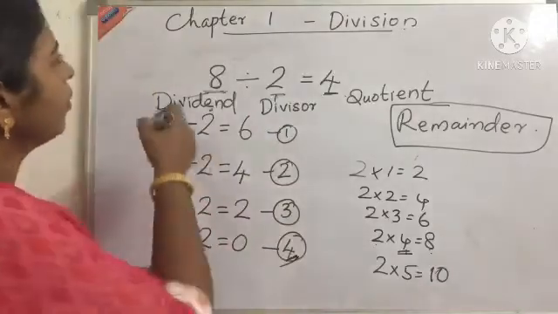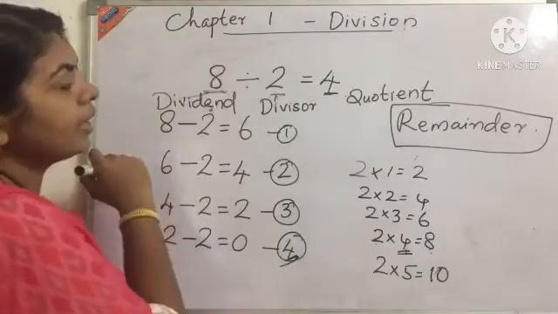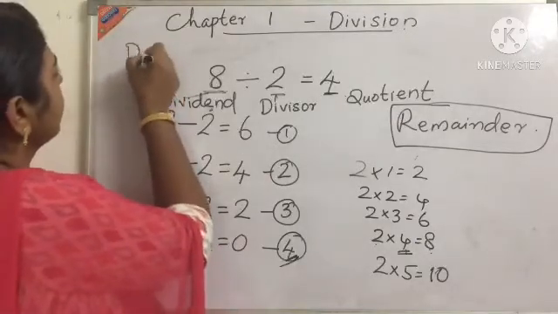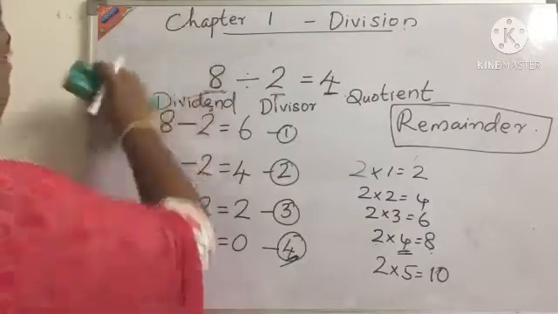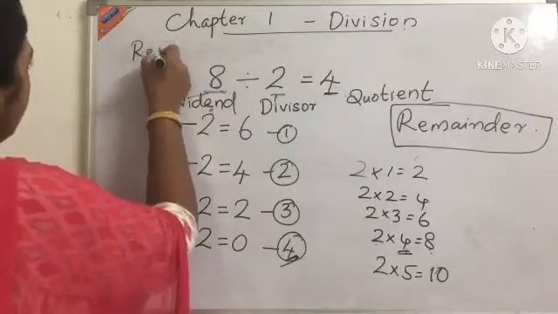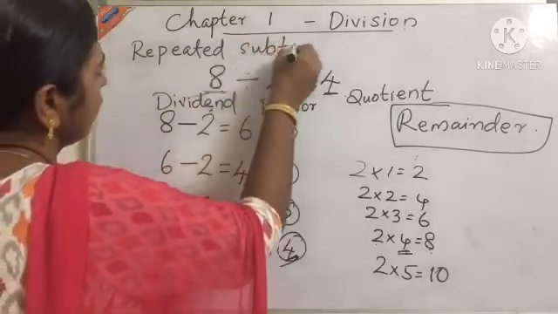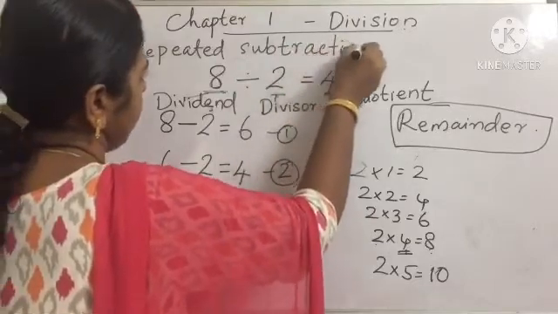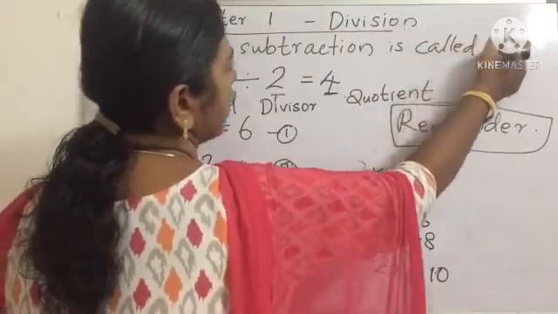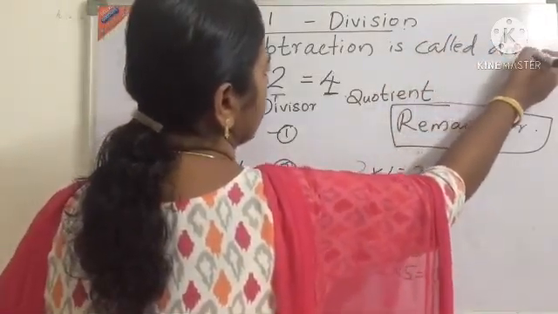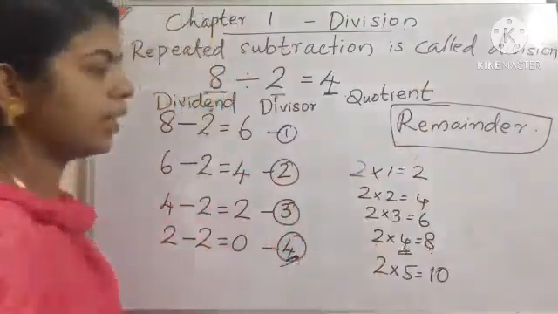Before that, we want to write what's division. Division is the repeated subtraction. Repeated subtraction is called division. Okay, I think it's clear for you.